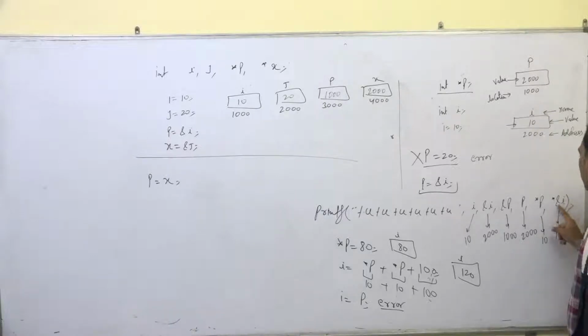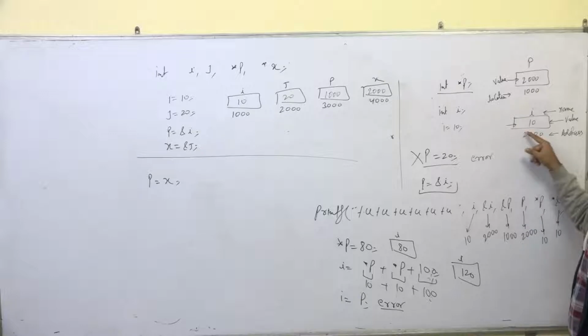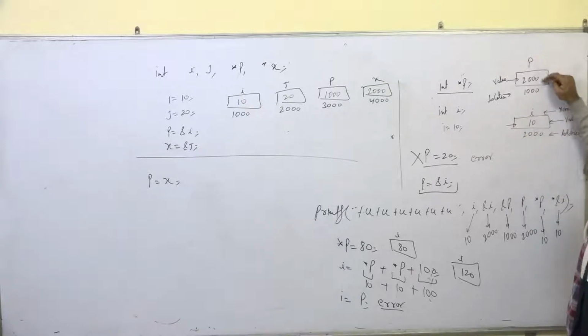Now address of I. Address of I means 2000. Pointer means value at 2000. So value at 2000. Clear? So a pointer is a kind of manager, and it has the power to access another location because P holds 2000. So using 2000 we can access it.